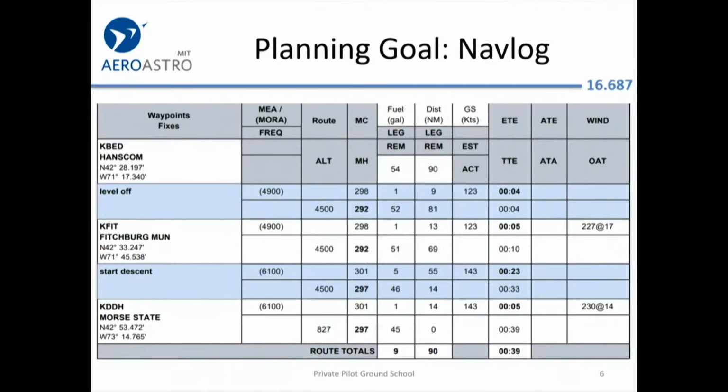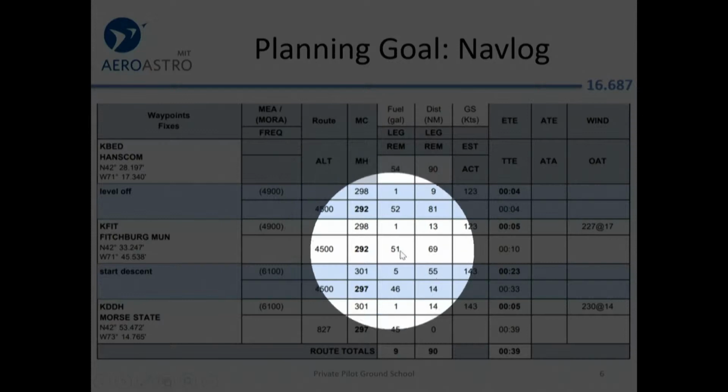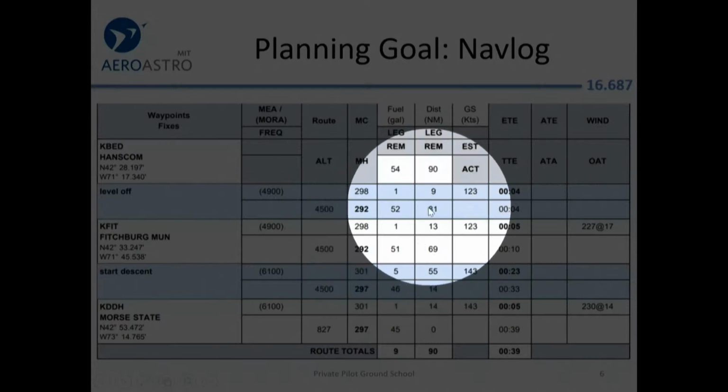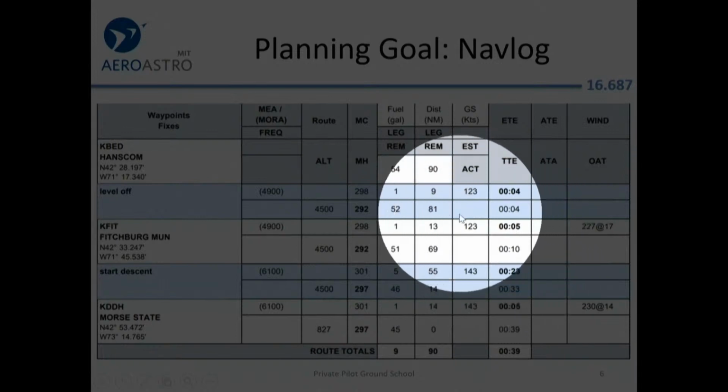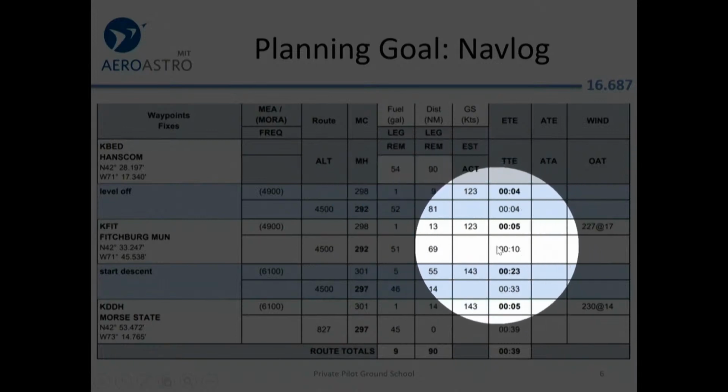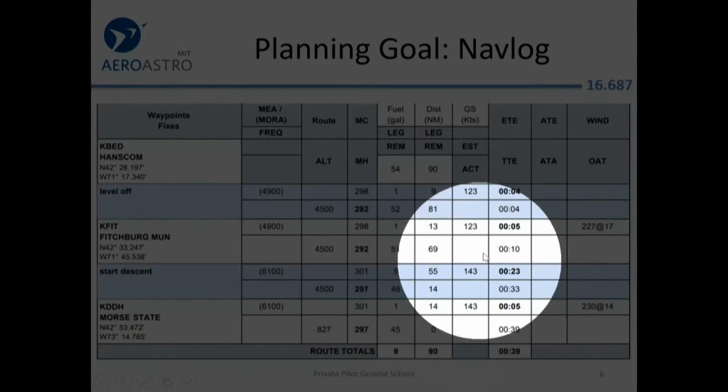So you're going to say, okay, I'm going to depart Hanscom Field up there at the top. And looks like it's going to take me 9 nautical miles before I reach my cruising altitude, and about 4 minutes. Then after that, it's going to take me 5 minutes to reach Fitchburg Airport, which is, airports are great landmarks. They're very easy to see, and they have distinctive shapes.